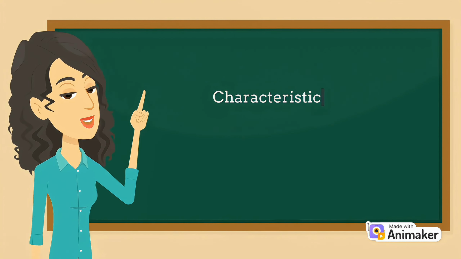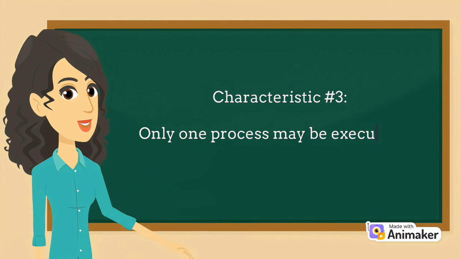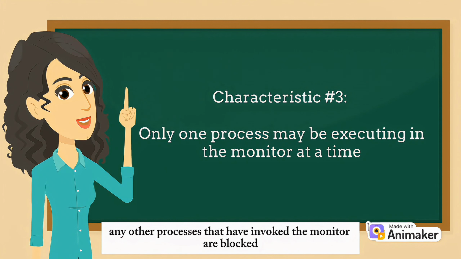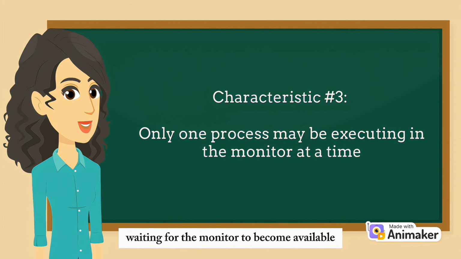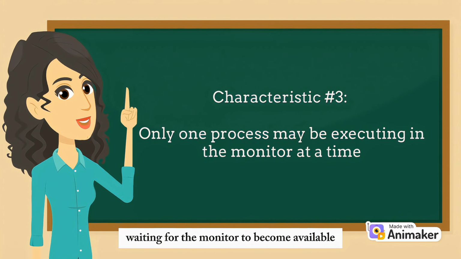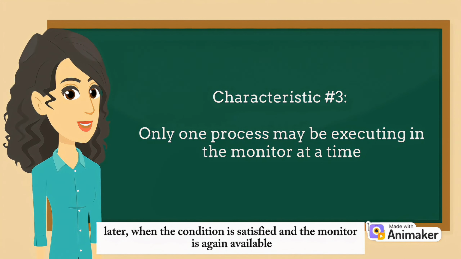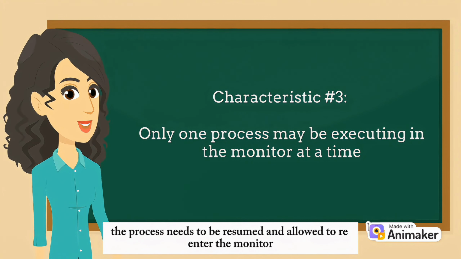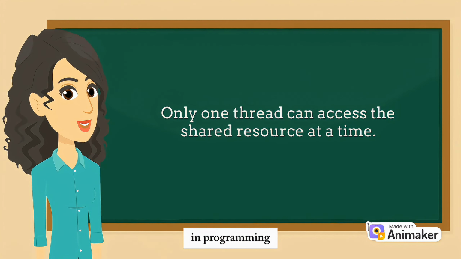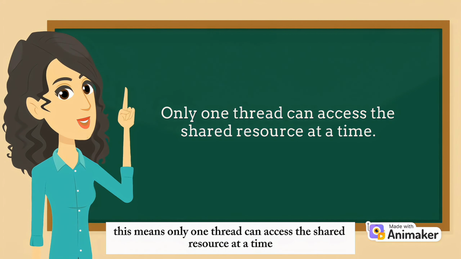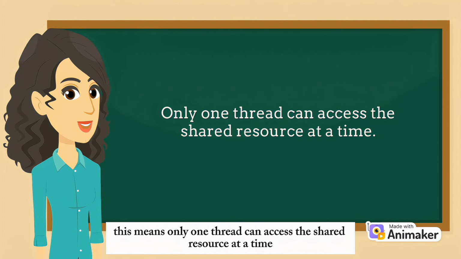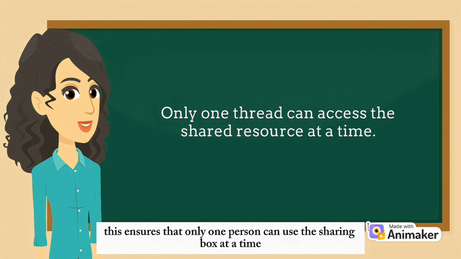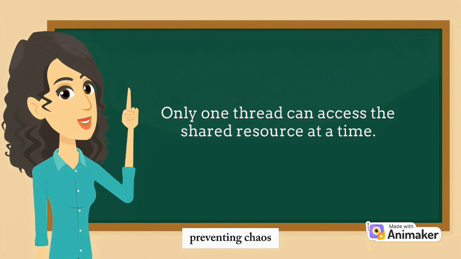The last characteristic is only one process may be executing in the monitor at a time. Any other processes that have invoked the monitor are blocked, waiting for the monitor to become available. Later, when the condition is satisfied and the monitor is again available, the process needs to be resumed and allowed to re-enter the monitor. In programming, this means only one thread can access the shared resource at a time. This ensures that only one person can use the sharing box at a time, preventing chaos.